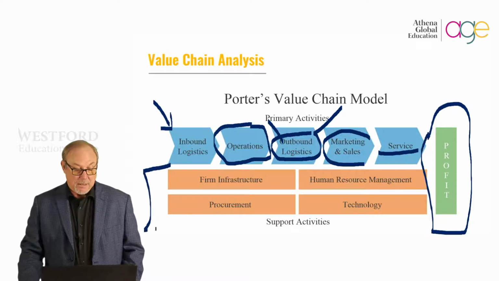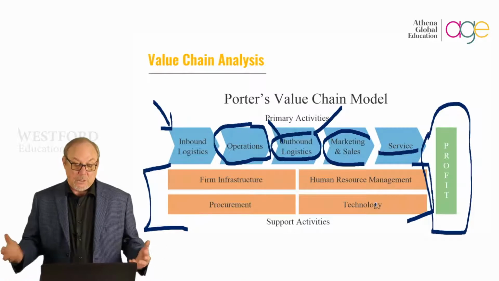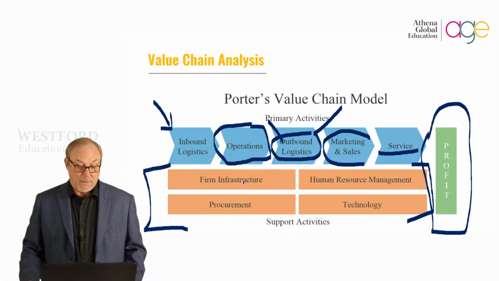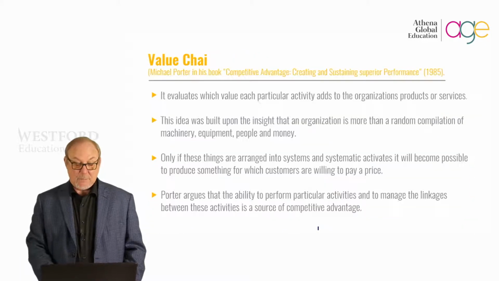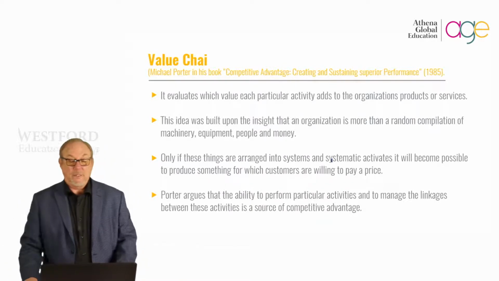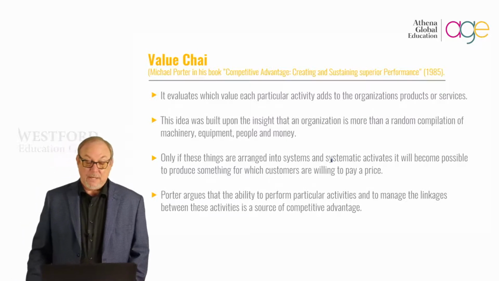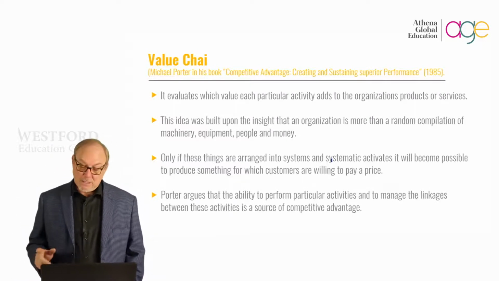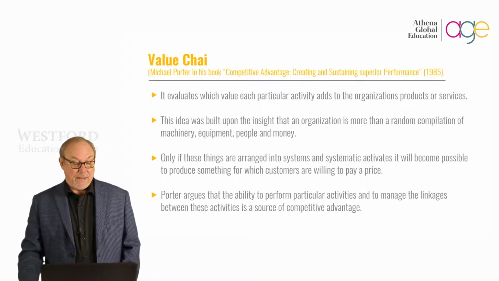This area here for the Porter value chain supports those activities: the firm's infrastructure, procurement, human resource management, and the technology. Those are all support activities. Now, the value chain was defined by Porter in his book, Competitive Advantage. Remember, competitive advantage is the purpose of a strategic plan, in 1985.